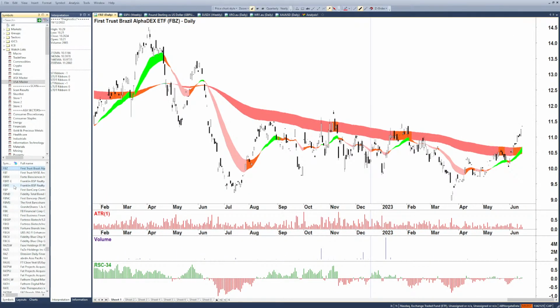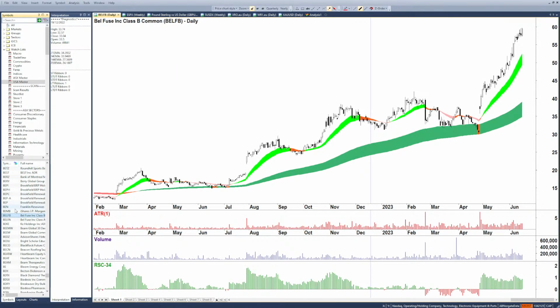I'm sure we will. This one here, BELFB. Just typed it in wrong. BELFB. There it is. Bel Fuse. Ditto. Here's the gap. Again, you can see the gap there. It wasn't a white candle, but certainly that confirms, and that one confirms. Just magic.